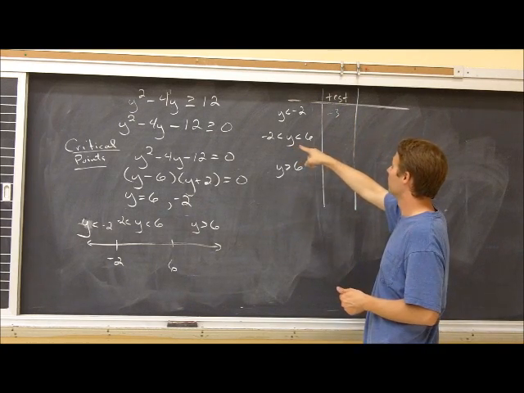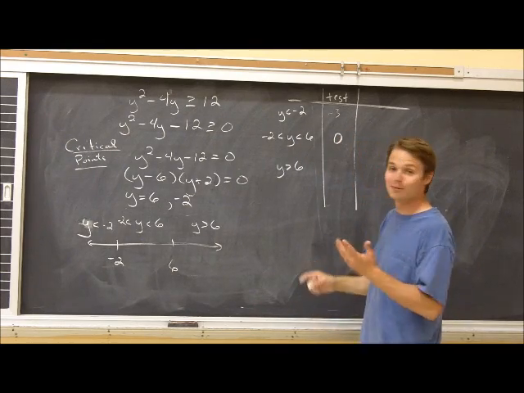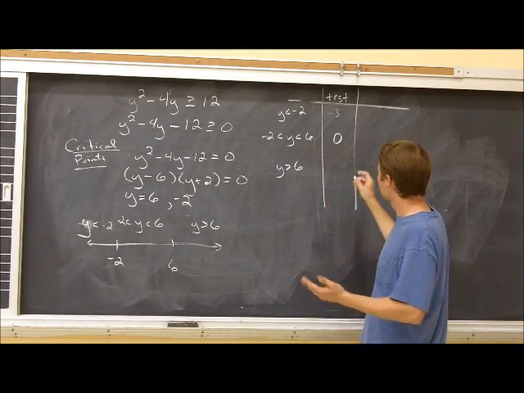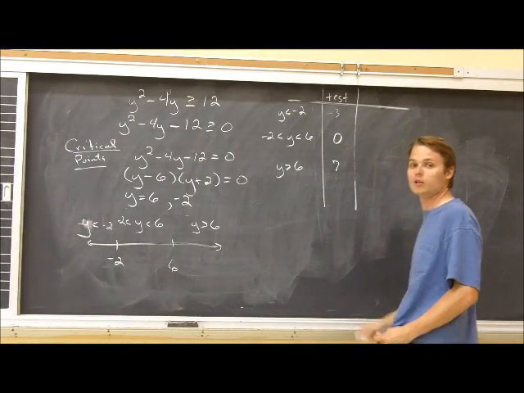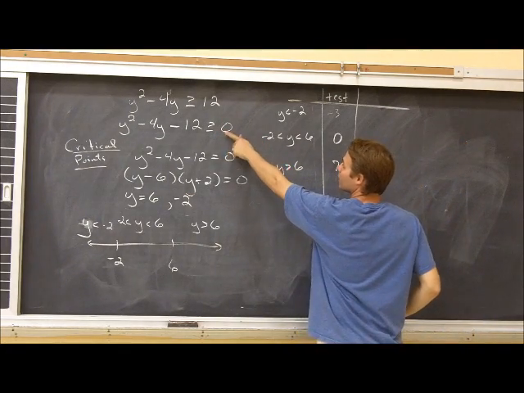Here, y between -2 and 6, I'm definitely going to pick 0, because 0 tends to be really easy to plug in later. Y greater than 6, maybe I'll just pick 7. I'll pick the smallest number that I can. Now we're going to plug these into the factored version of this.